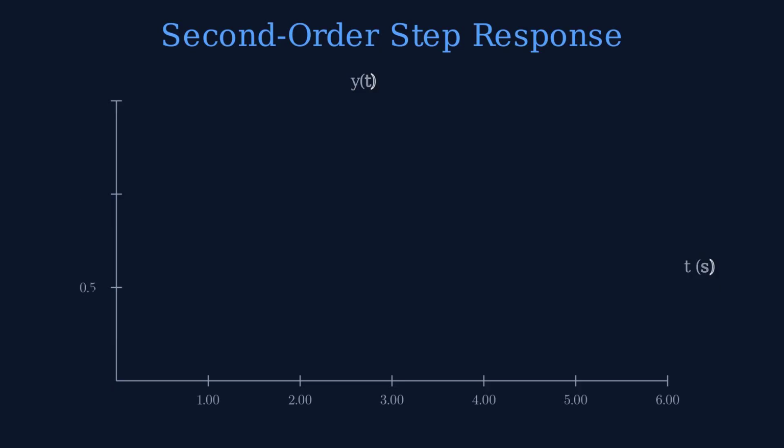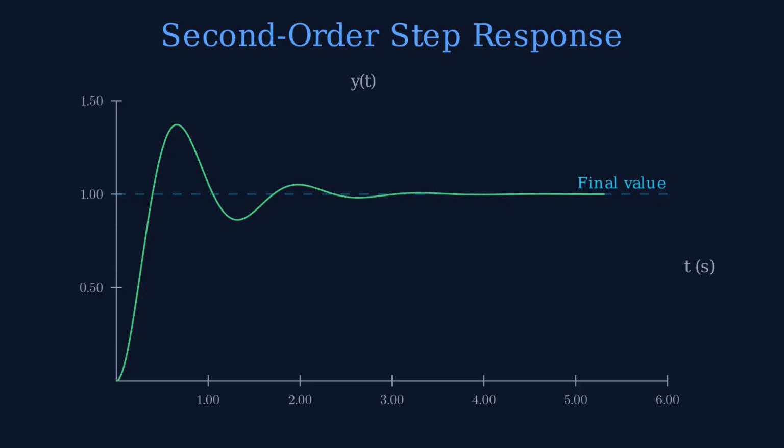When we apply a step input to a second-order system, the output follows a characteristic curve. It rises, may overshoot the target, oscillates, and eventually settles. The shape of this curve tells us everything about the system's performance. Today we'll learn how to read and quantify that shape.